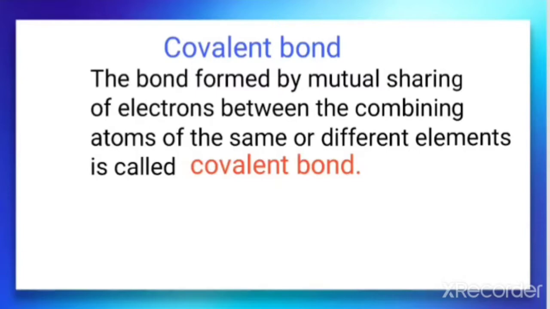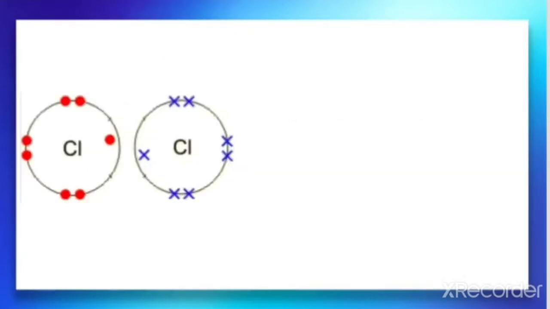Let us take an example. Like chlorine. As we know, chlorine has 7 valence electrons. That means it has 7 electrons in the valence shell. So let us take 2 chlorine atoms here. In the first case, we are making the dots with red color to show the electrons of this chlorine atom. And in this case, we are making the 7 valence electrons with the blue color cross.